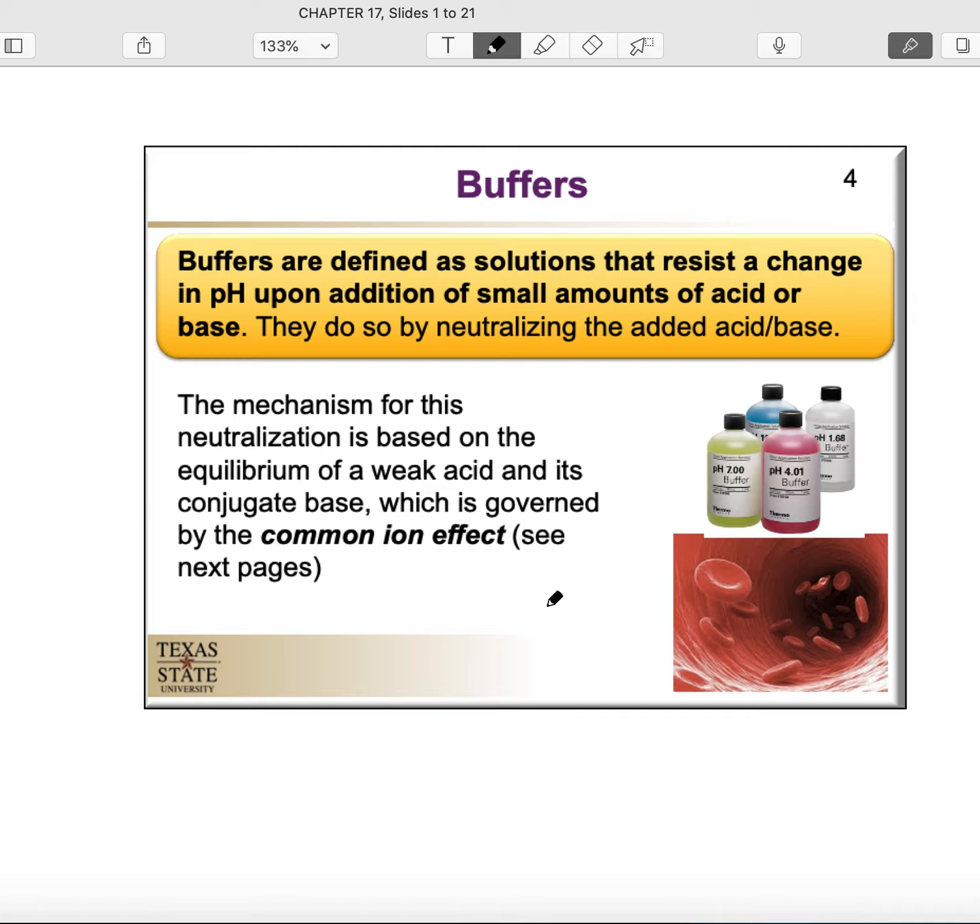All right, so how do these buffers actually work? Basically, you're going to have a solution that is going to contain certain components that are going to be neutralizing whatever acid or base is added to the system. So they need to be able to react with and neutralize that acid or base. The mechanism for neutralization is based on the equilibrium of a weak acid and its conjugate base, and they are governed by this common ion effect, which we're going to be talking about in the next few slides.